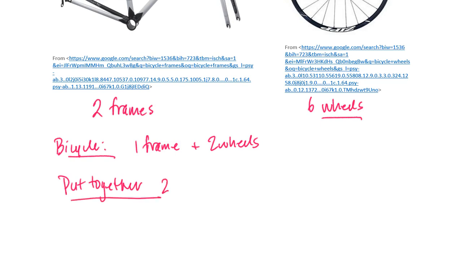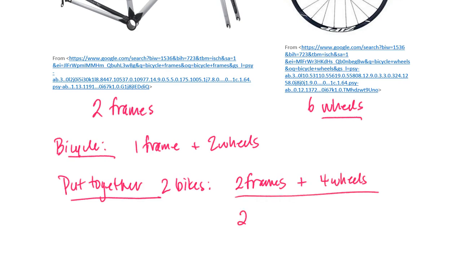Based on the materials that I have, I should be able to put together 2 bikes, right? Because that would use up my 2 frames, but it would only use up 4 of my wheels. I'd have 2 wheels left over. And so I'll call your attention to 3 things here.